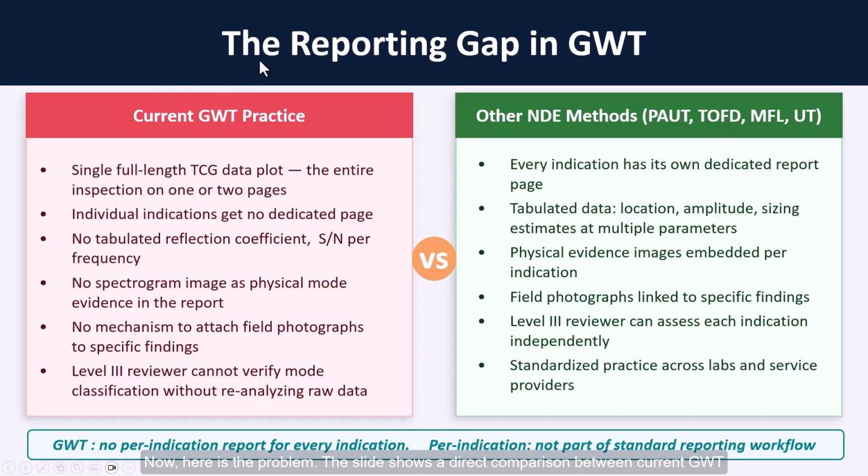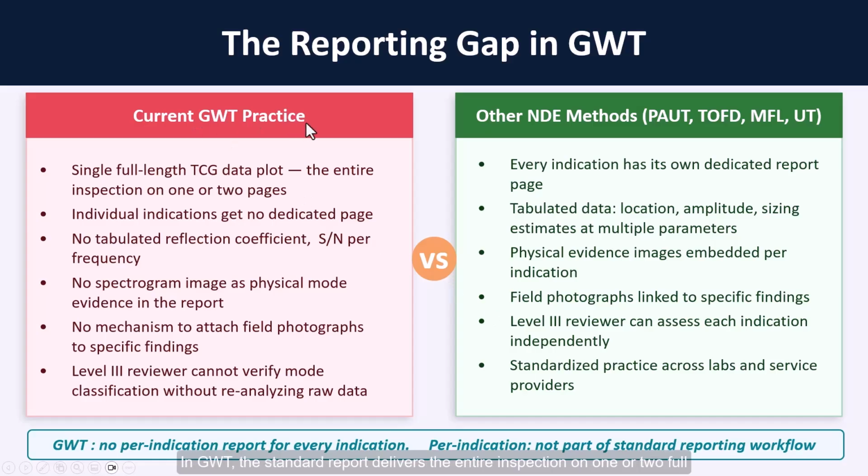Now, here is the problem. The slide shows a direct comparison between current GWT recording practice on the left and the standard practice in other NDE methods on the right. In conventional UT, phased array UT, time of flight diffraction, and magnetic flux leakage inspection, every detected indication has its own dedicated report page. The client receives tabulated data for each finding, physical evidence images embedded in the report, and often a field photograph tied to that specific indication. The Level 3 reviewer can assess each indication independently.